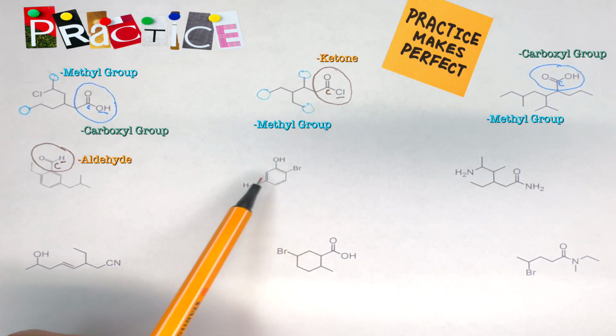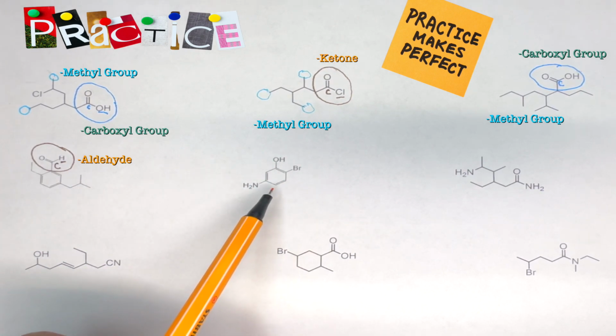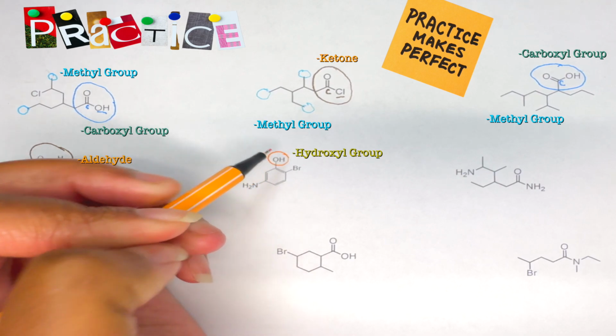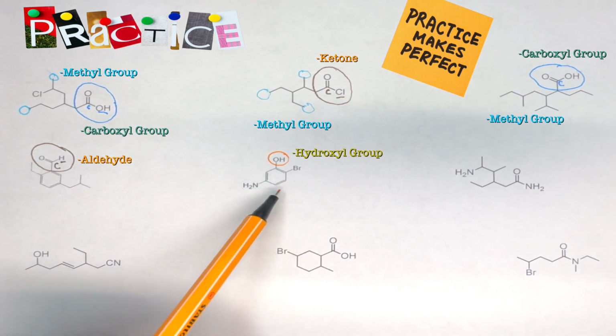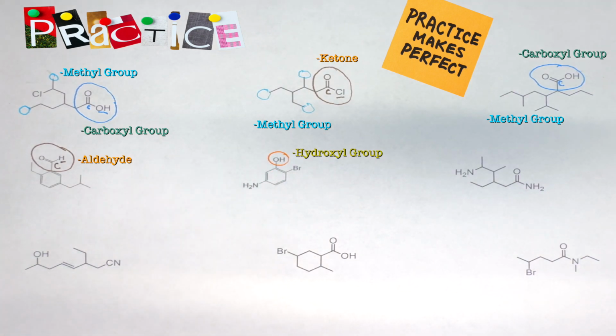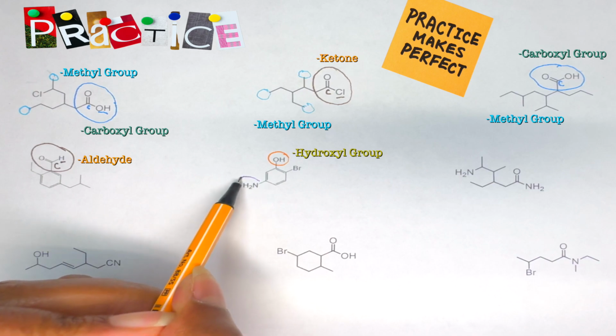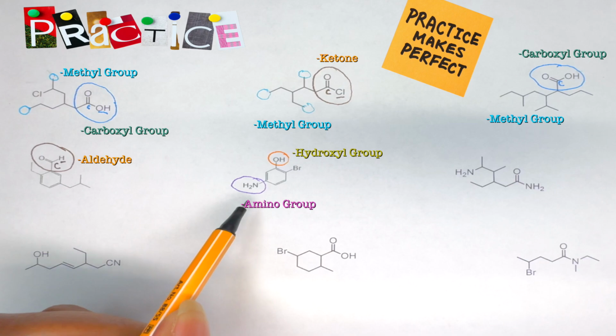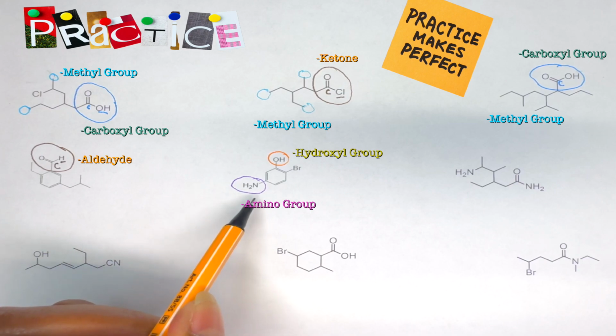With the next molecule that we have here, I definitely see a hydroxyl group going on right here. I don't see any carbons double bonded to any oxygens, but I do see a hydroxyl group going on there. We also see this group right here for the first time, and this is that amino group. So that nitrogen bound to those hydrogens, that's going to be our amino group.